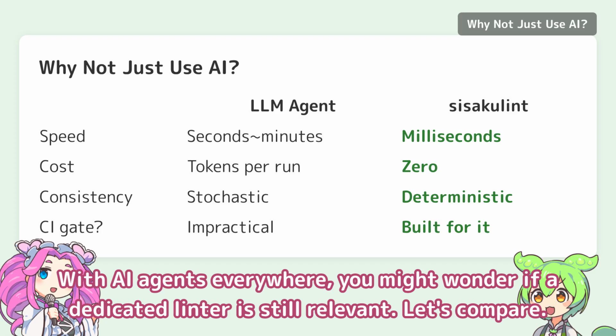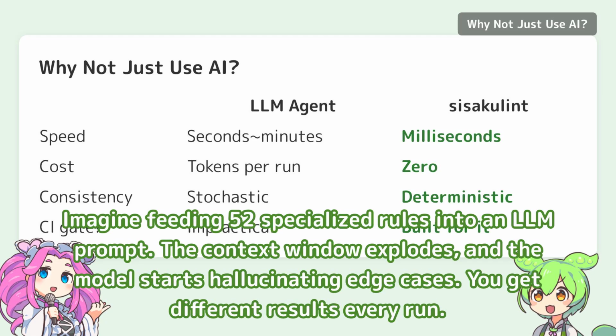With AI agents everywhere, you might wonder if a dedicated linter is still relevant. Let's compare. Imagine feeding 52 specialized rules into an LLM prompt. The context window explodes, and the model starts hallucinating edge cases. You get different results every run.